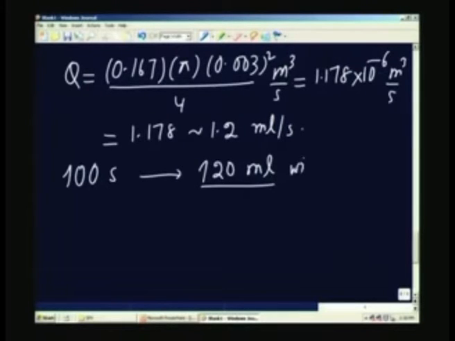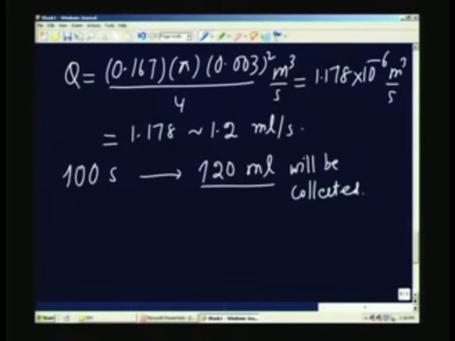will be collected. So, I can perform the experiment for about 100 seconds, something like 2 minutes. I will be able to collect 120 milliliters, which can be very accurately measured. Therefore, the volumetric flow rate which I have got here is an accurately measurable quantity in this particular experiment. So, that is what I am going to do.